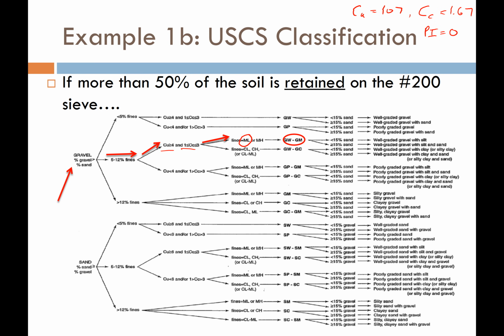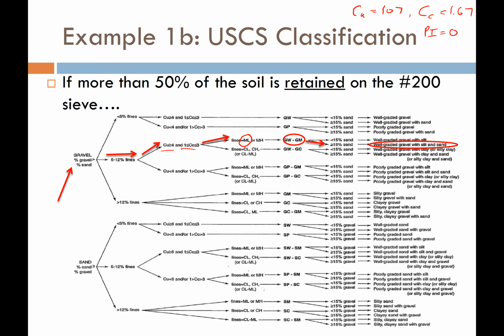Okay, let's keep going. Our percent sand, you'll recall, was 40% sand. So let's ask the next question. Do we have less than 15% sand or more than 15% sand? We, of course, have more than. So then that means the name of my gravel is a well-graded gravel with silt and sand. So I now have the classification and the name.